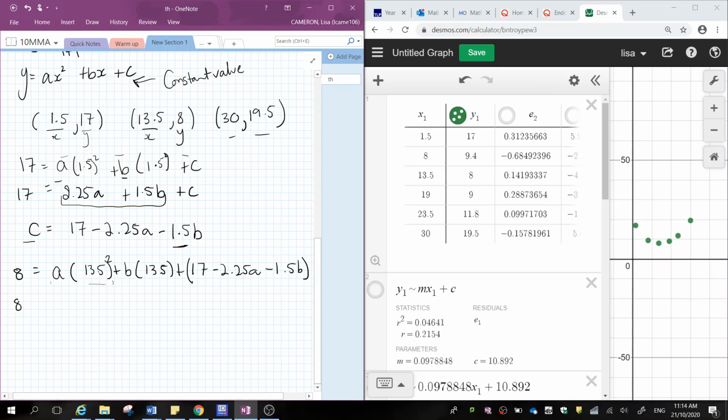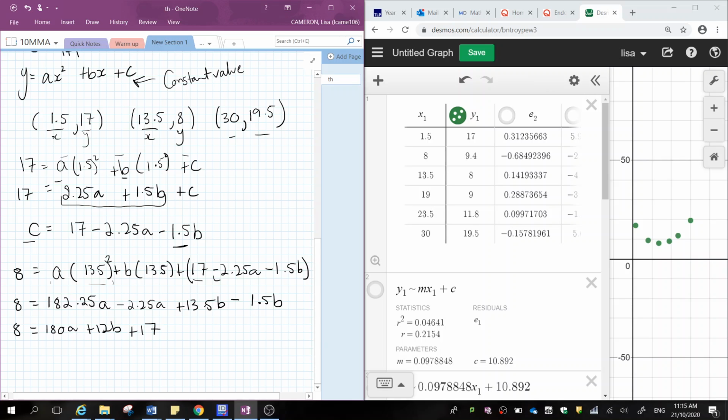Okay, so 8 equals 13.5 squared, that's a big number, is 182.25a. I'm going to write this one next to it. So minus 2.25a is going to give me 180a. Okay, and then the next one, so I've got plus 13.5b minus 1.5b is going to give me a value of plus 12b. Then my constant is going to be plus 17. Okay, so now I'm going to rearrange.